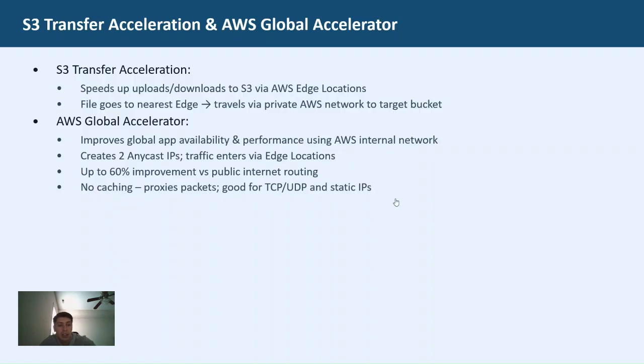AWS Global Accelerator improves your application's availability and performance using the AWS internal network. It creates two Anycast IPs for your application. Traffic is sent through edge locations and travels over the AWS private network to your application, with up to 60% improvement over the public network.